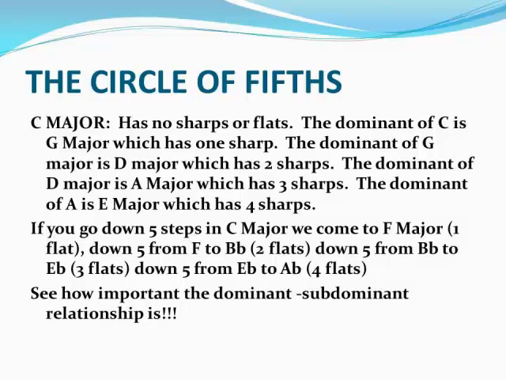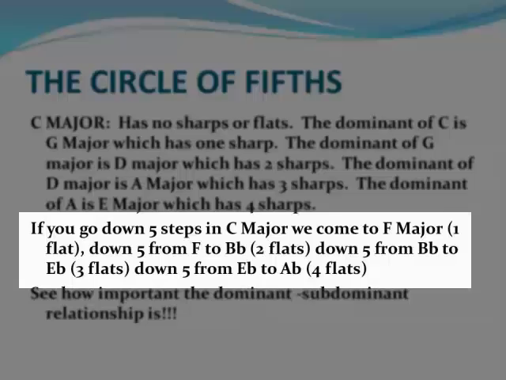The dominant of B major is F sharp, which has six sharps, and the dominant of F sharp major is C sharp, which has seven sharps. The subdominant is next in importance. If you count down 5 steps in C major, you'll be on F. F is the subdominant of C major, and F has one flat, B flat.